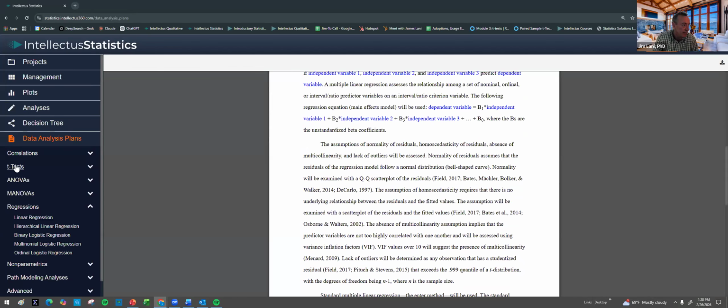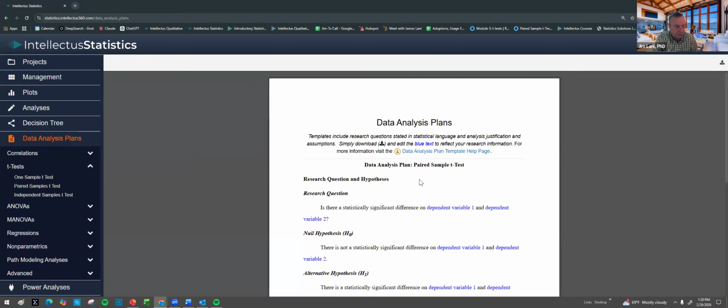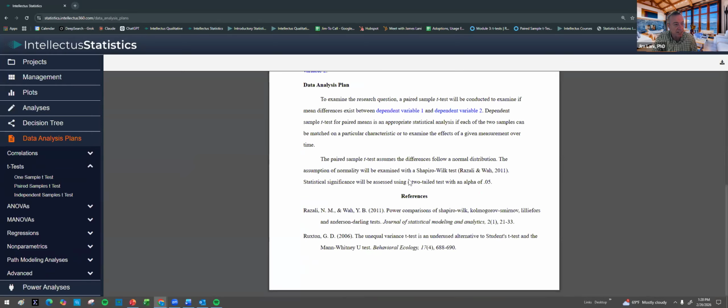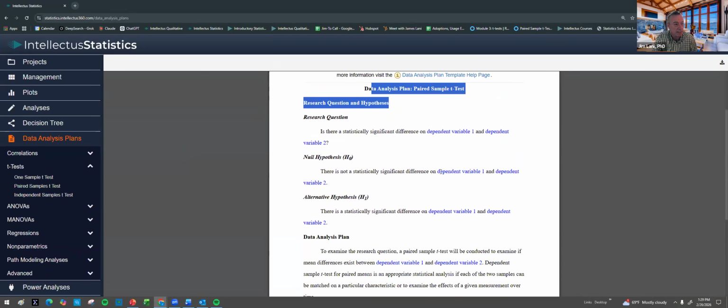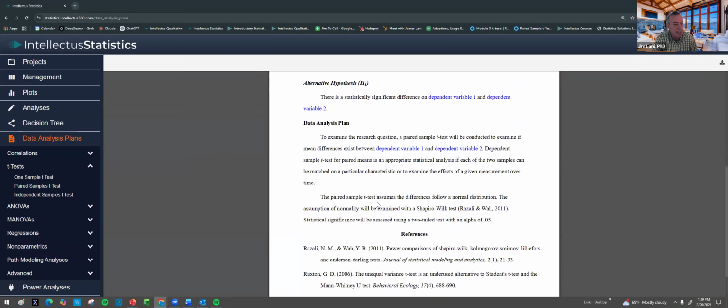And to the individual that just mentioned this, even with a paired t-test up here, we do talk about the assumption of normality and looking at the Shapiro-Wilk test. Okay.